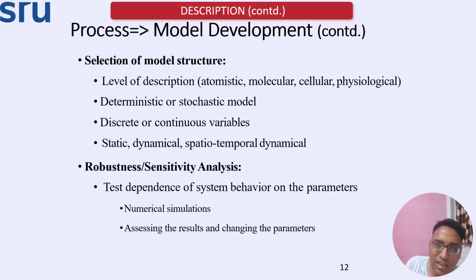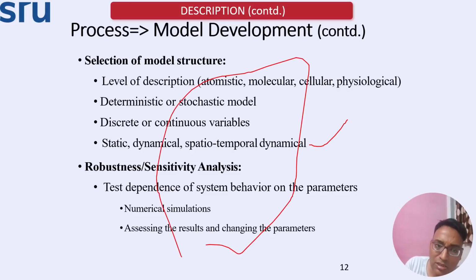Is the complete model structure static, with all the molecules alone separately? Or dynamic, or spatio-temporal dynamic, where any molecule can move anywhere, subject to the given conditions of the Brownian motion that is actually happening in the cell. Then robustness and sensitivity analysis, numerical simulations, assessing the results and changing the parameters. All these parts you need to put together in the mathematical model through a computational system. You need to program it.